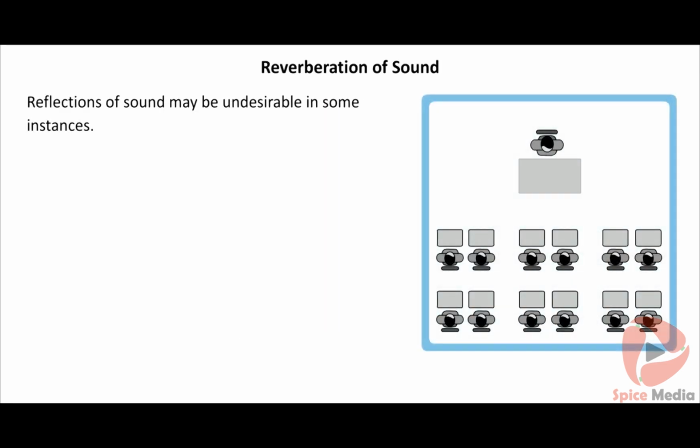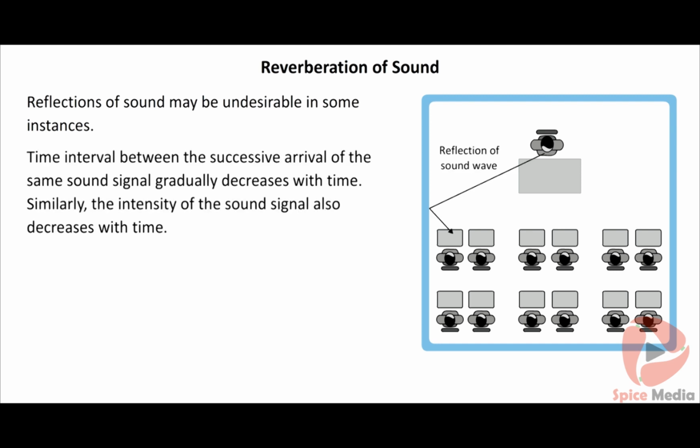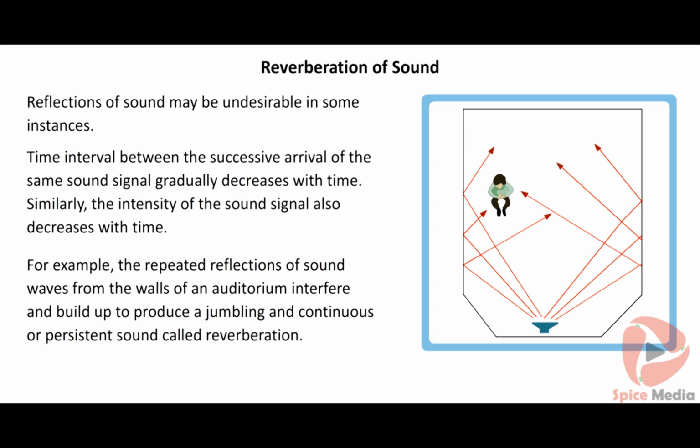Reflections of sound may be undesirable in some instances. The time interval between the successive arrival of the same sound signal gradually decreases with time. Similarly, the intensity of the sound signal also decreases with time. However, for example, the repeated reflections of sound waves from the walls of an auditorium interfere and build up to produce a continuous sound. This will result in a jumbling and continuous or persistent sound called reverberation.